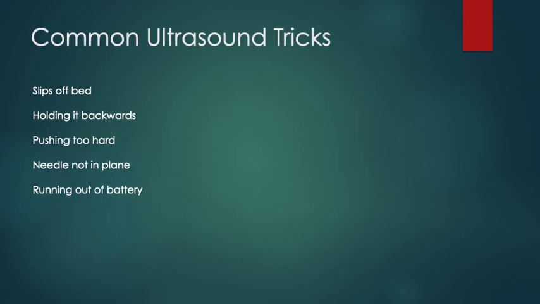Things that really bug you with an ultrasound, and that you can save lots of time on, would be that it slips off the bed. Making a clear decision about where you're putting it, or having a little clamp there so that doesn't happen, can save you. Holding it backwards: align yourself so that you know what is left and right on your screen and left and right on your patient. Pushing it too hard, particularly in an unwell patient who really doesn't have a high central venous pressure. You'll get into the vein, you'll think it's fantastic, and then you'll let go of your ultrasound probe and it will pop right out because it was compressed underneath it. Needle not in plane, I'll talk about that in a second, and running out of battery.